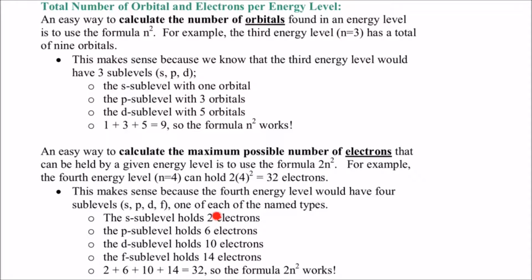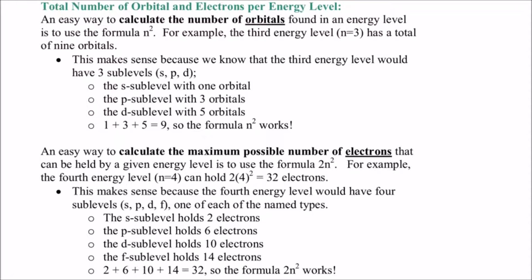The first 2 electrons go in the s orbital. Then 6 of them go to the p orbital. Then 10 of them go to the d, and then 14 of them go to the f orbital. If you take 2, 6, 10, 14 and add them all together, you get 32. So the 2n squared works. It tells you the maximum number of electrons that can be held in any given energy level.